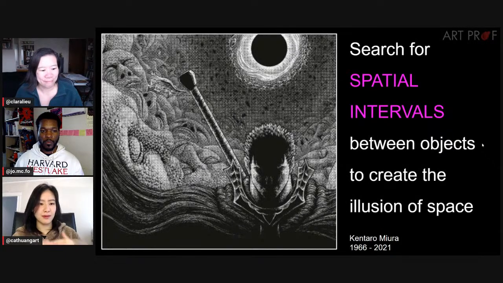Spatial intervals are the distances between objects. So to be able to create the illusion of space, you need to allude to the spatial intervals between objects because objects are tangible, we can see them, we can touch them. And therefore we can use this to measure intervals of space.